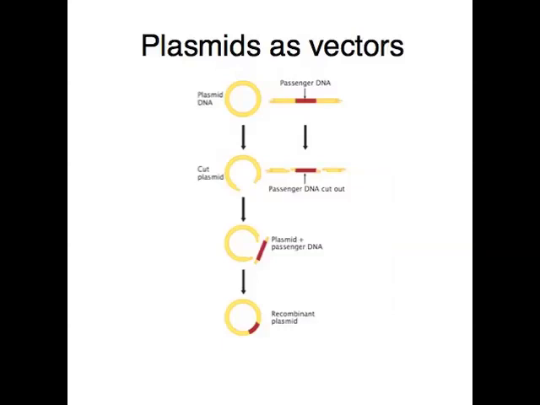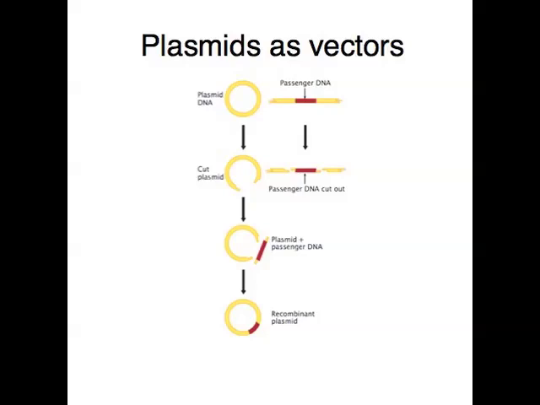Now sometimes scientists want to insert a bit of DNA, like a gene, into a cell which doesn't have that gene. And to do that they use special carriers or vectors. So a good example of a vector is a plasmid. And a plasmid is a little circular piece of DNA, which exists in bacterial cells.